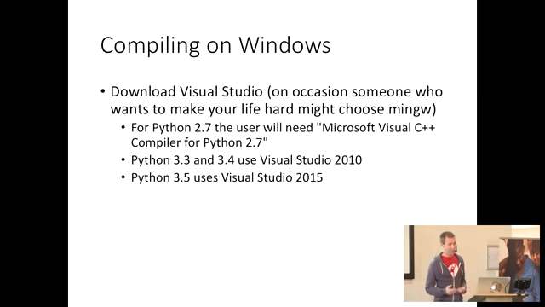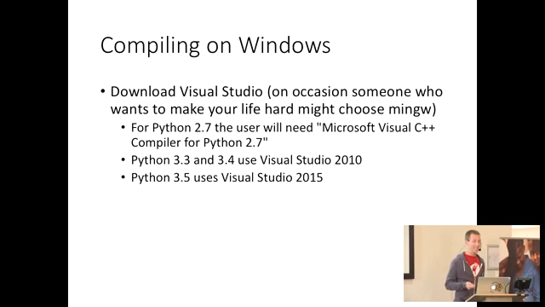On Windows, Windows is a little bit tricky. So you're going to need many versions of Visual Studio. So for Python 2.7, Microsoft has actually made this simple recently, which is that they've created the Microsoft Visual C++ Compiler for Python 2.7 package. What that is, is the Visual Studio 2008 compilers pulled out of Visual Studio and made a standalone package.